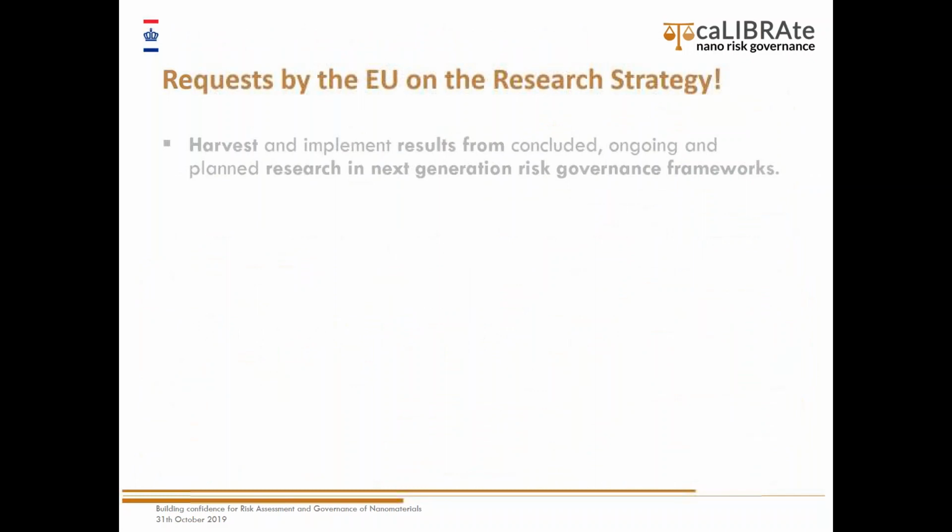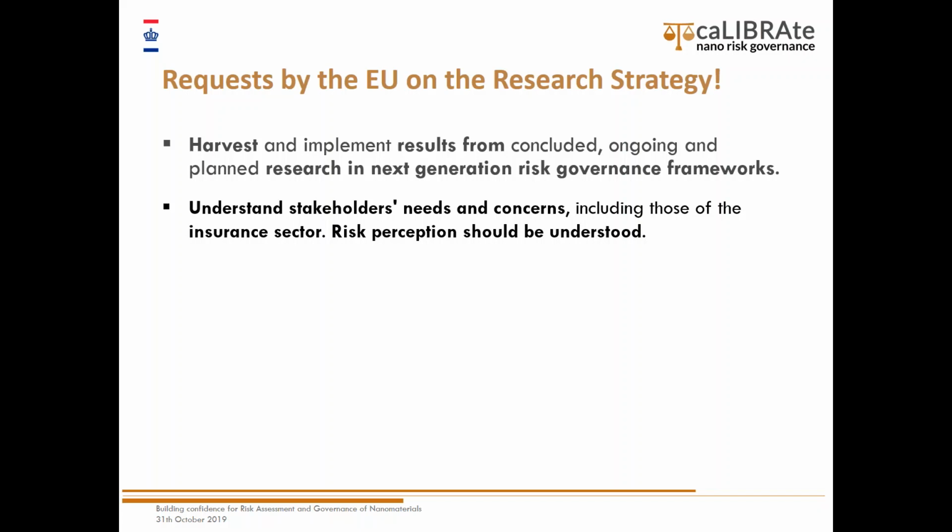We also had some requests by the European Union on the research strategy. First of all, they would like us to really harvest and build on the results that had been generated in previous projects, but also try to get information, data, and methodologies from ongoing and planned research in the area of risk governance and the frameworks of risk governance. They would also really focus on the stakeholder needs and concerns. And we should include those of the insurance sector, and we should also make an effort to really understand the risk perception of the different stakeholders.